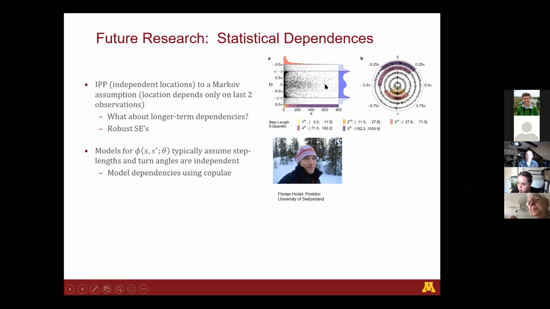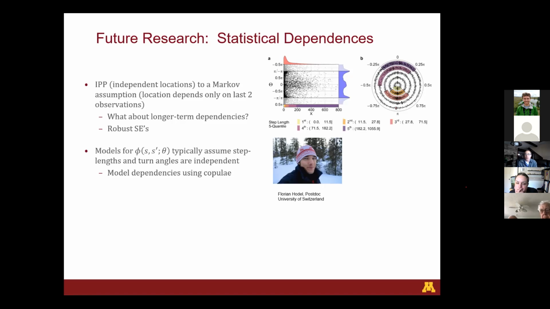So again, turn angles near zero are suggestive of an animal continuing to move in the same direction. And you can see larger steps tend to be associated with turn angles near zero, whereas shorter steps tend to have more widely dispersed turn angles. And so there aren't a lot of approaches currently available that allow you to capture this correlation between step length, which has a distribution that lies on the interval 0 to infinity, and a turn angle, which has this circular distribution on 0 to 2 pi.